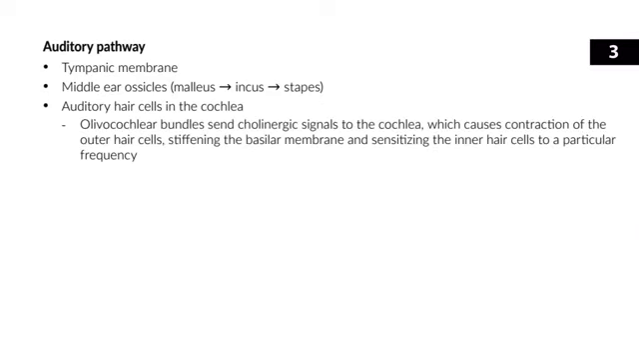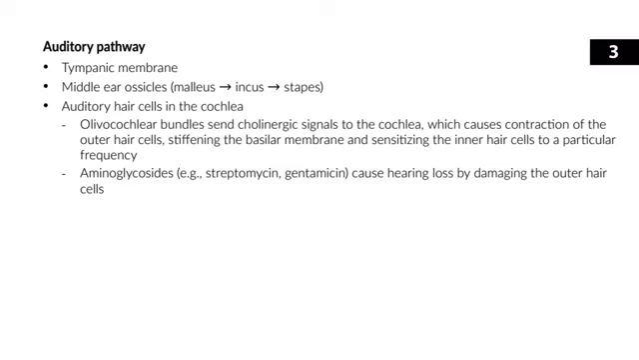These are the olivocochlear bundles, which run from the superior olive of the brainstem to the cochlea. These bundles send cholinergic signals to the cochlea, which result in contraction of the outer hair cells, and that results in stiffening of the basilar membrane inside the cochlea, which sensitizes the inner hair cells to a particular frequency. And the reason that aminoglycoside antibiotics like gentamicin cause hearing loss is that they can potentially damage those outer hair cells. Now let's get back to the auditory pathway.